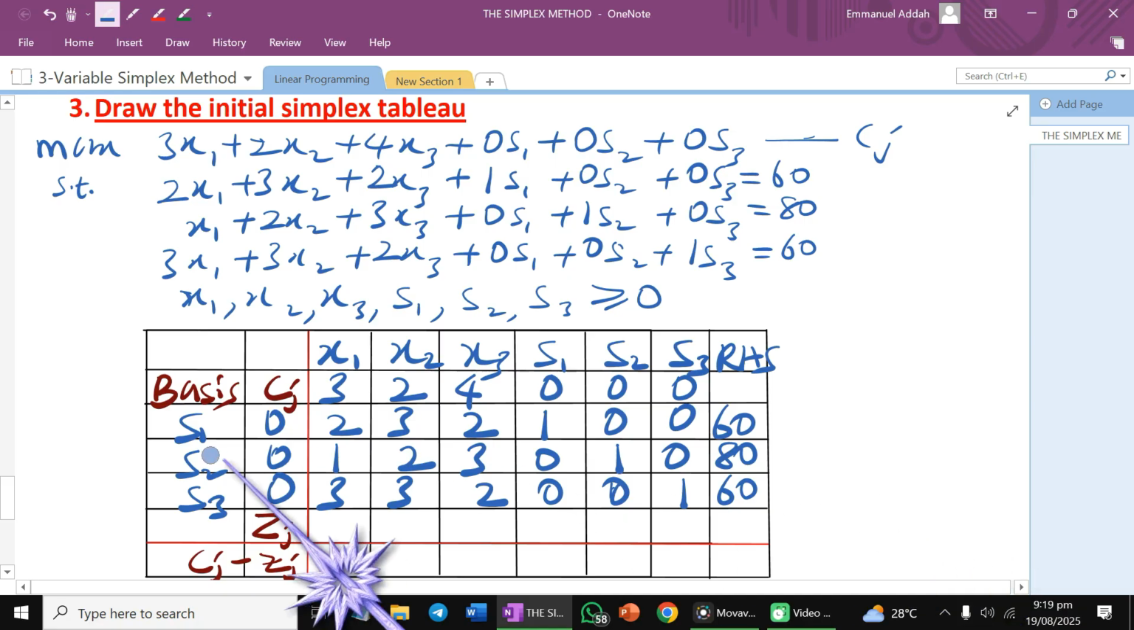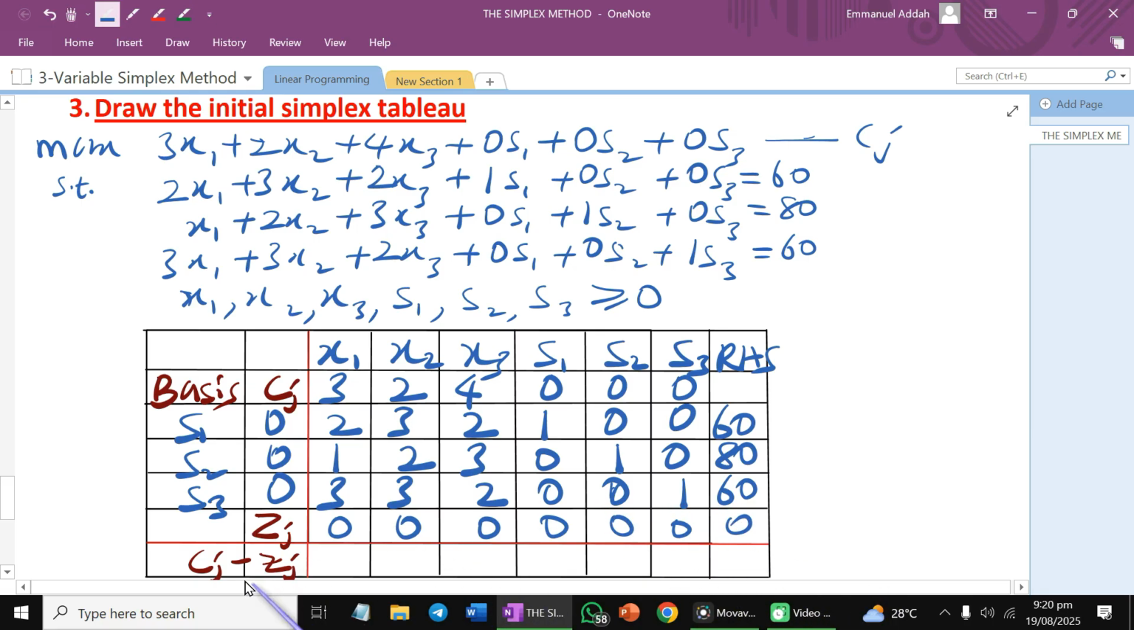So you can see how we are entering all the values. Go step by step, you won't make mistakes, because any slight mistake can lead to error in your calculation. After that, you have the ZJ row here, which is 0 everywhere. Because to get the ZJ row, it means 0 times 2 plus 0 times 1 plus 0 times 3, so here will be 0. 0 times 3 plus 0 times 2 plus 0 times 3 will be 0. So the same thing here will be 0 throughout.